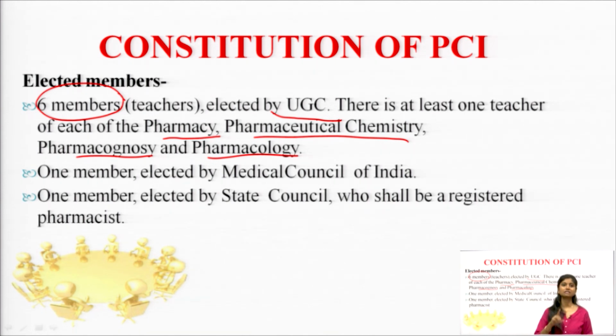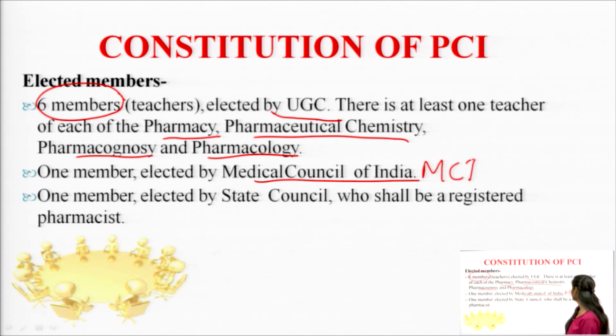तो हर प्रोफेशन में से कोई भी होशियार बंदा, जैसे कि एक टीचर, UGC द्वारा नॉमिनेटेड होता है, 6 members. Now coming to the next point, one member is elected by Medical Council of India. We have seen what is the Medical Council of India.